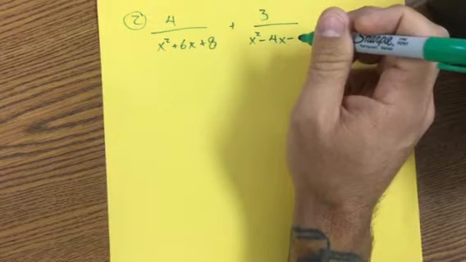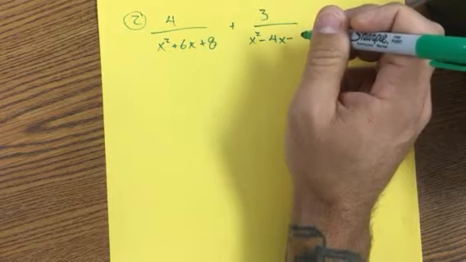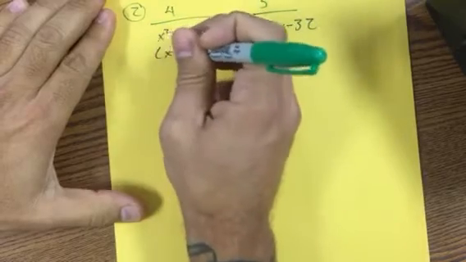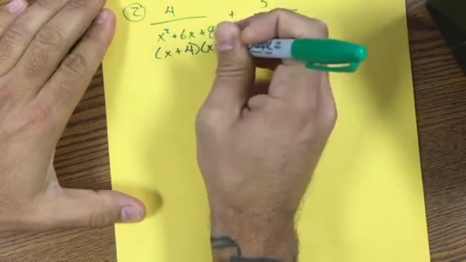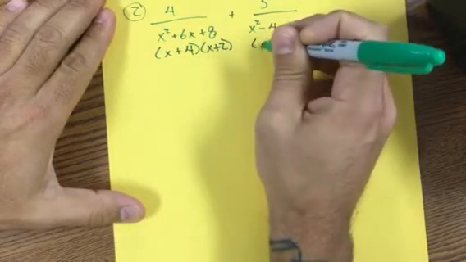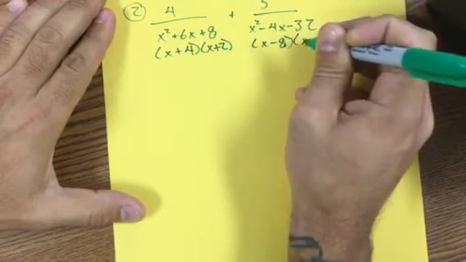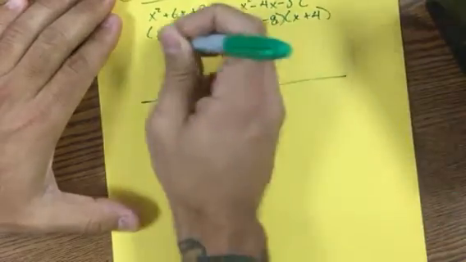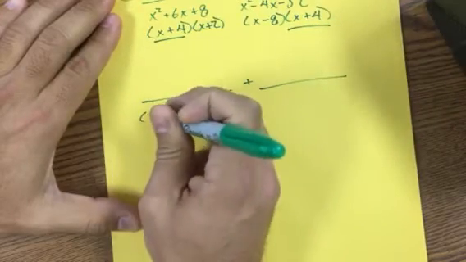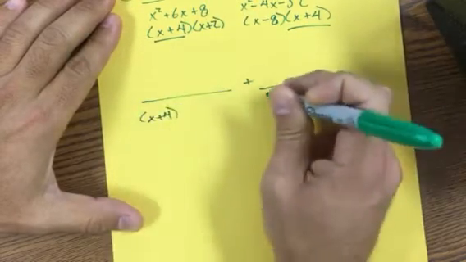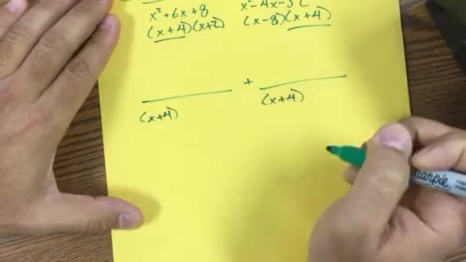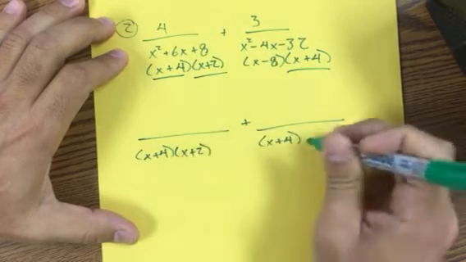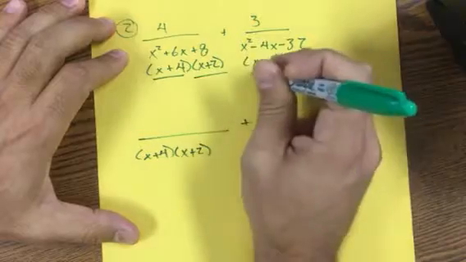What do I want? Plus 4, minus 8, 32. So I factor this out, it's going to be x plus 4, x plus 2. I factor this out, it's going to be x minus 8, x plus 4. Common denominator needs what they both have, which is x plus 4. And then what they both individually have, which this one has an x plus 2, and this one has an x minus 8.